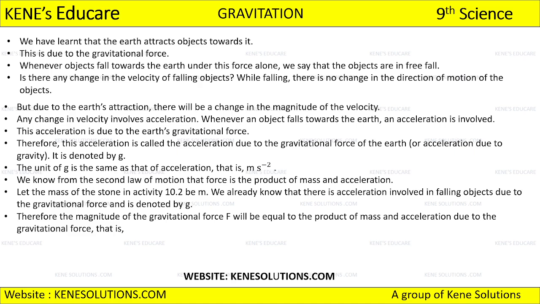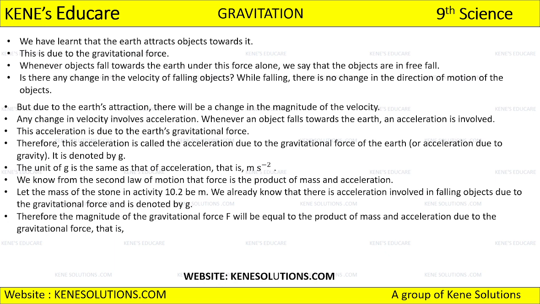We know from the second law of motion that force is the product of mass and acceleration. F is equal to ma, right? We have already studied that. So let the mass of the stone in activity 10.2 be small m. The acceleration involved in a falling object is due to the gravitational force, and acceleration due to gravity we denote by small g.